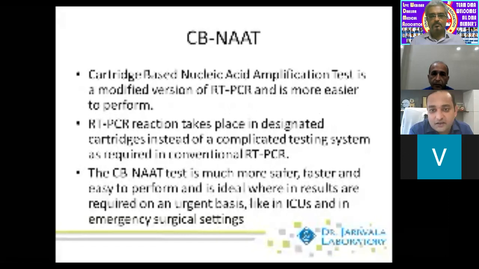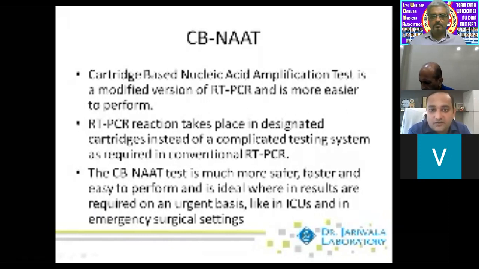After PCR, there is one more similar test which is called CBNAT. It stands for cartridge-based nucleic acid amplification test, and it is a modified version of RT-PCR. The benefit of this test is that it is very simple to perform. It needs a very small room. Like in RT-PCR, you need different rooms for different processes. There are 4 or 5 chambers, and you need negative air pressure and positive air pressure in the rooms to do the test. At the same time, RT-PCR is extremely hazardous to the person doing the test.